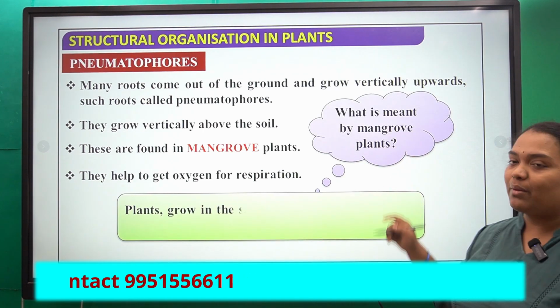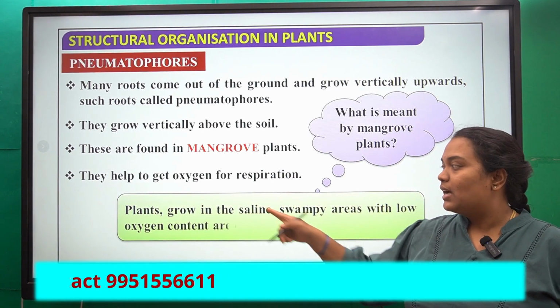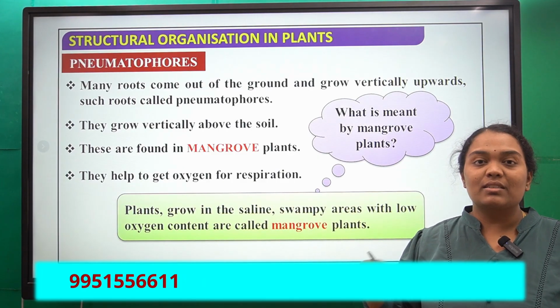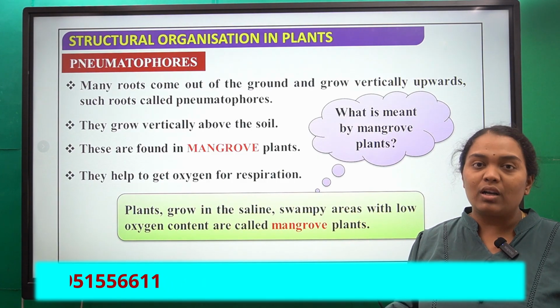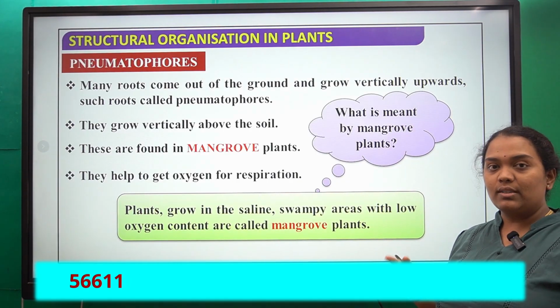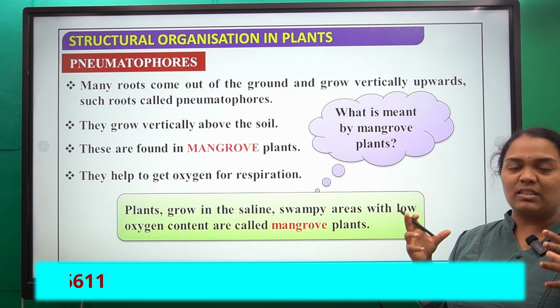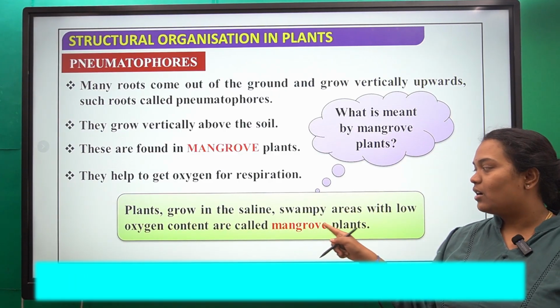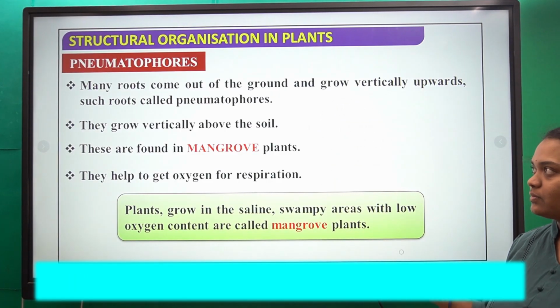So what is meant by mangrove plants? Plants which are growing in saline water. Saline means water which contains a large amount of salt. Swampy areas where mud and water are mixed up so that it forms a junk-like material with low oxygen content, the plants growing there are called mangrove plants.